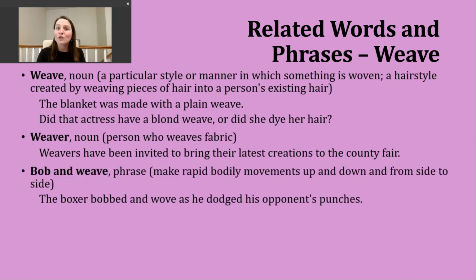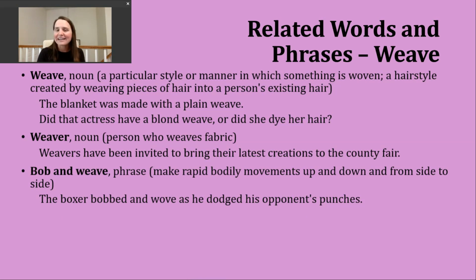Our last phrase that we're going to look at today is to bob and weave. This particular phrase is used a lot in the sport of boxing. And what someone is referencing when they use this phrase is that someone is making really rapid, very quick bodily movements, maybe up and down, kind of, right? Trying to move side to side as well.